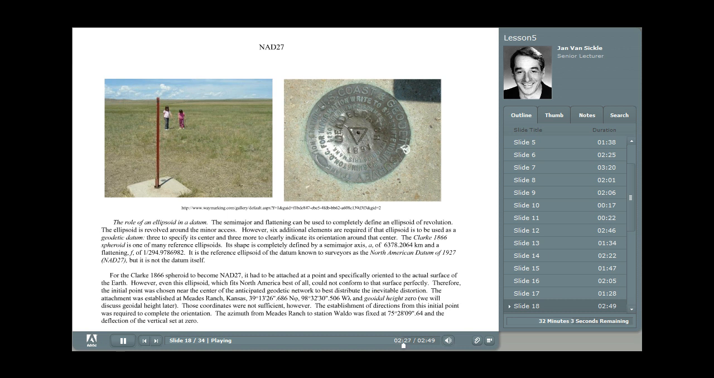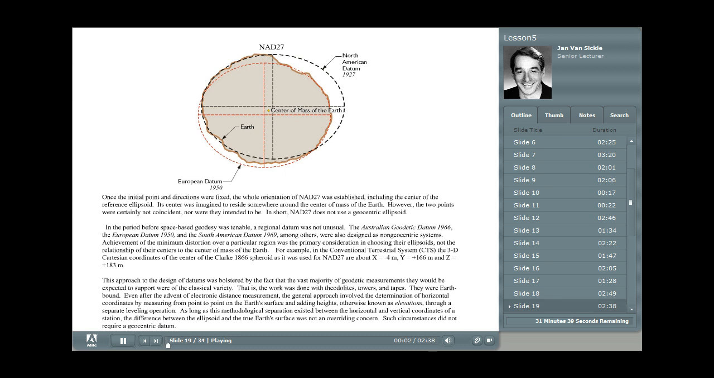But those coordinates weren't sufficient. You had to then orient that Clark 1866 ellipsoid around that initial point. And so therefore an azimuth was established from Meade's Ranch to Waldo, which is a station, and fixed as 75 degrees, 28 minutes, and 09.64 seconds. And the deflection of the vertical was set to 0.